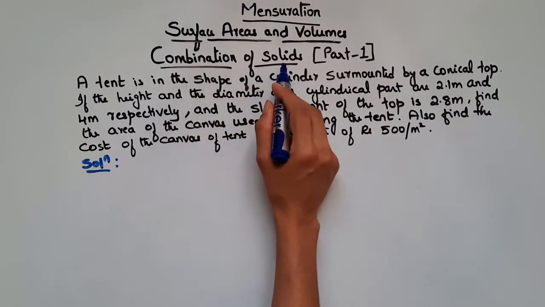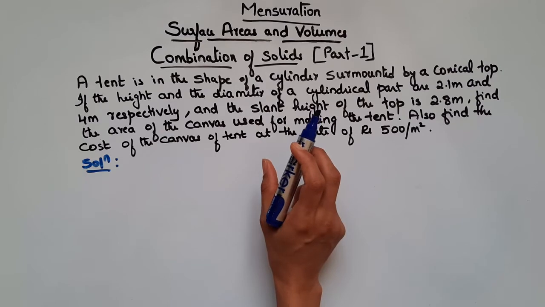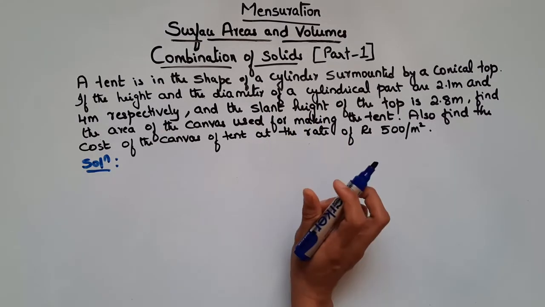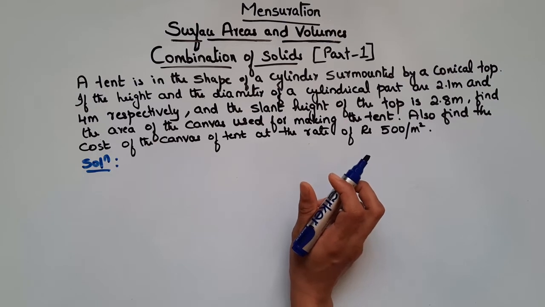Now what is combination of solids? Combination of solids is nothing but combining two or more solids and finding their surface areas and volumes. Alright, so let's see this problem.